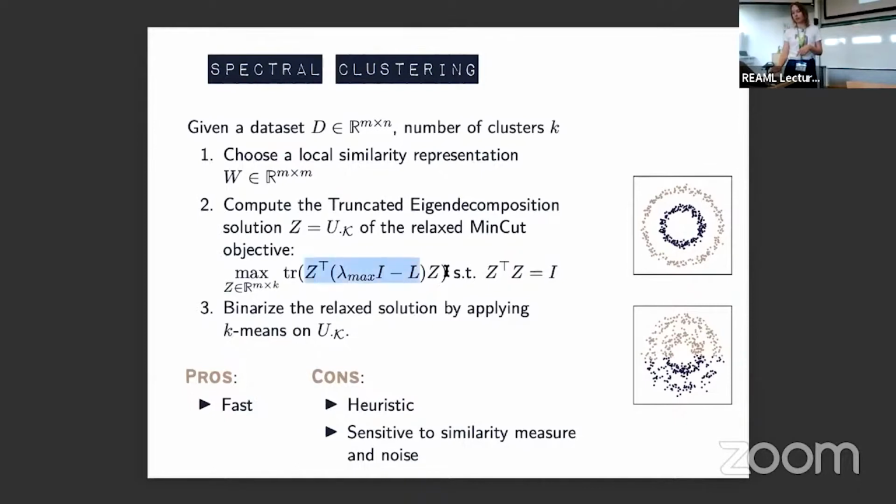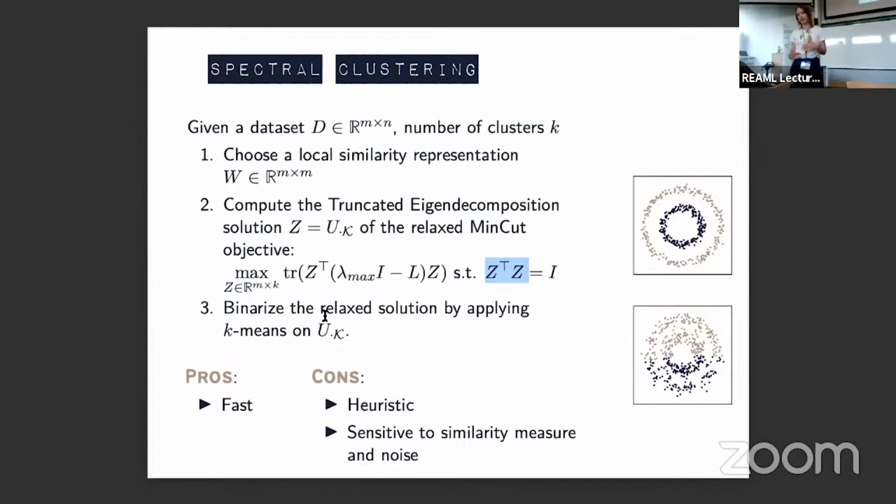So actually we take away here these constraints that we have to have clustering indicator matrices or binary matrices. And instead we just say that Z has to be left orthogonal. And then we get actually a solution. Yeah, the solution to this objective is again given by truncated eigendecomposition. And then this solution is binarized by applying k-means on U.